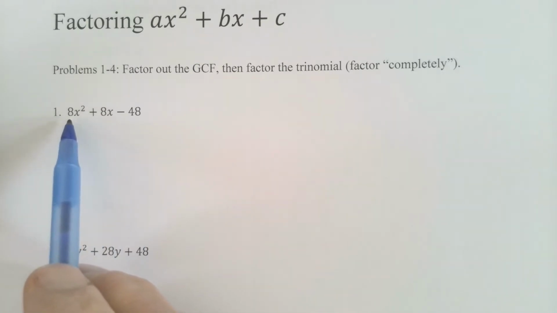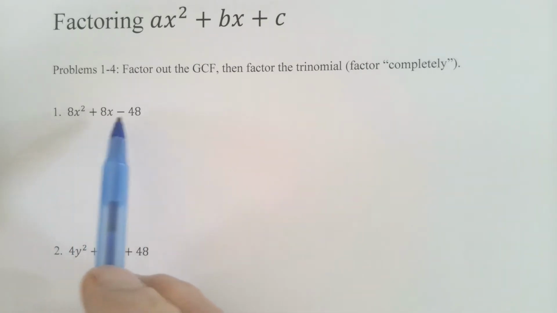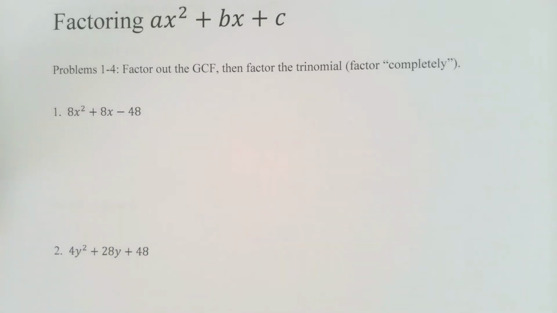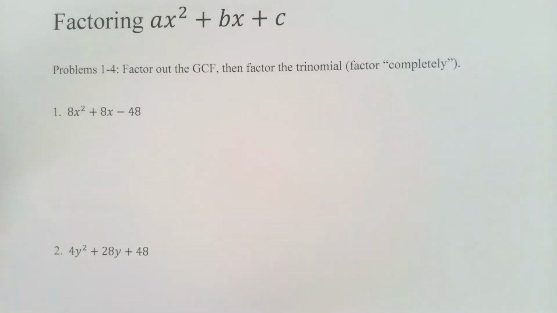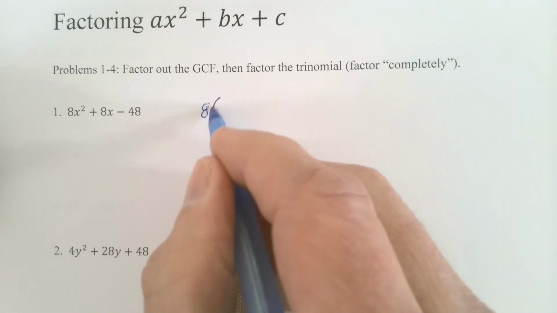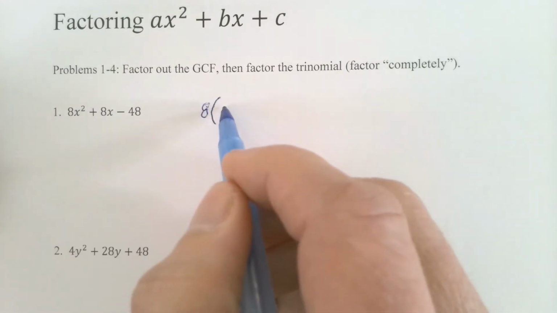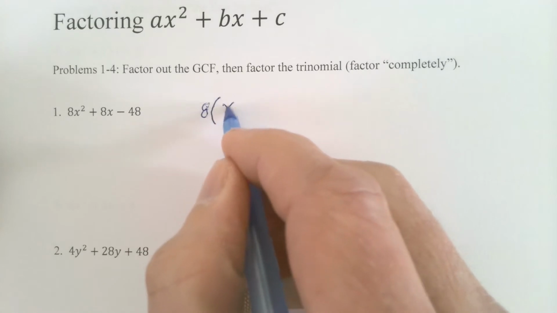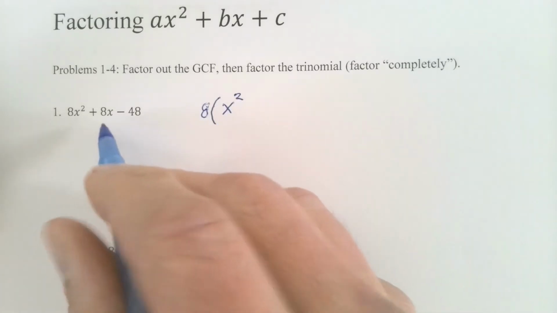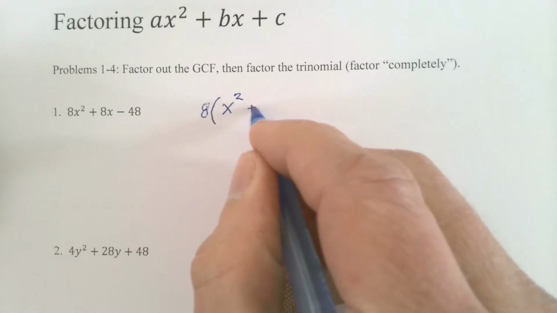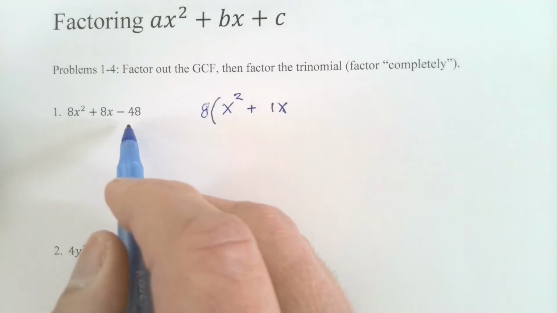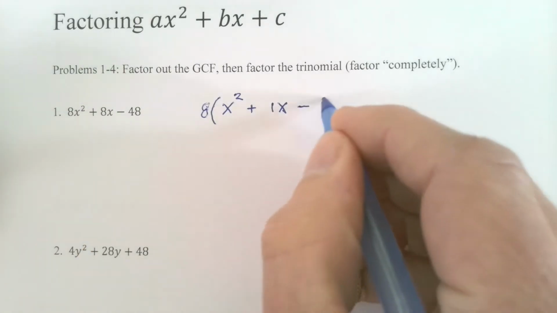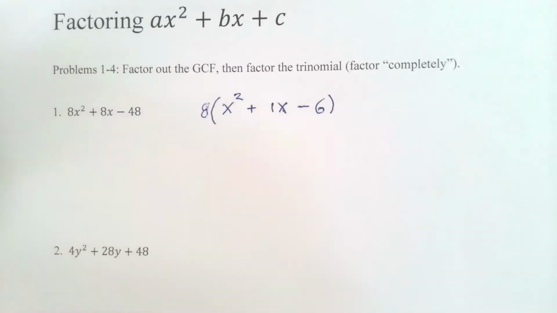The leading coefficient here, 8, actually divides into all the other terms. When you come across that, you're going to want to divide all of these by 8 and reverse distribute the 8 out. That would look like this. 8 divided by 8 is 1, so you can write 1x squared here, or just x squared. 8 divided by 8 again is 1, so you can write 1x or just x. 48 divided by 8 is 6, so we end with minus 6. That would be step 1.